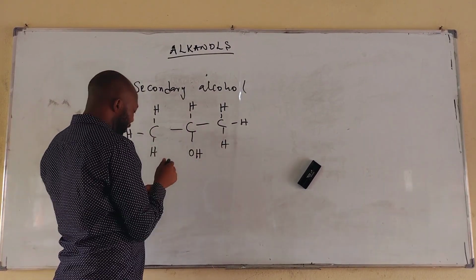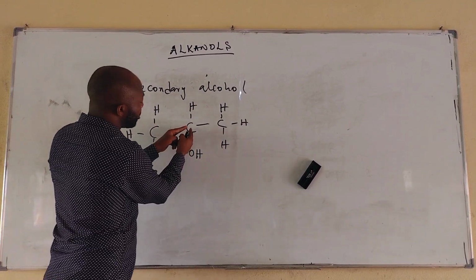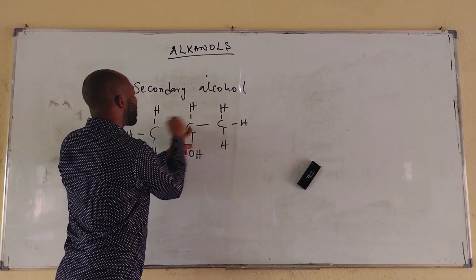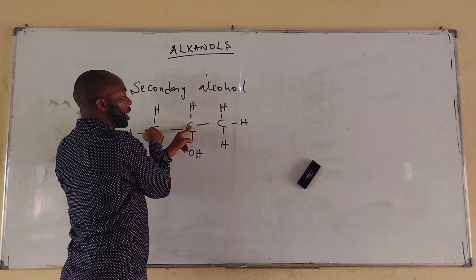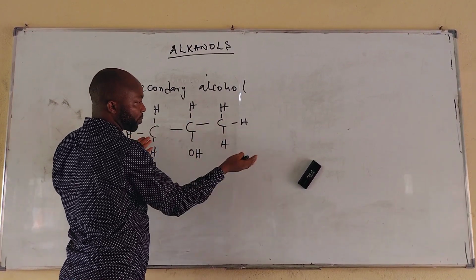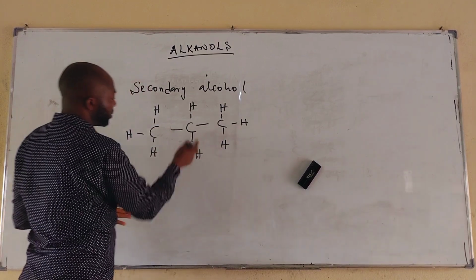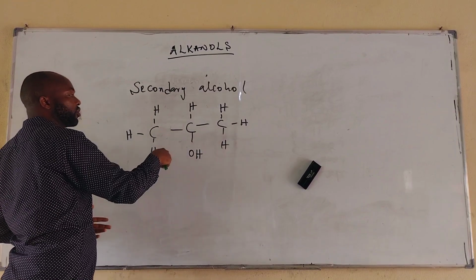So this is the secondary alcohol because this is the carbon carrying the OH group, which is the functional group. This carbon is attached to two other carbon atoms. And this is 2-propanol or propan-2-ol, as the case may be. So this is what we call secondary.